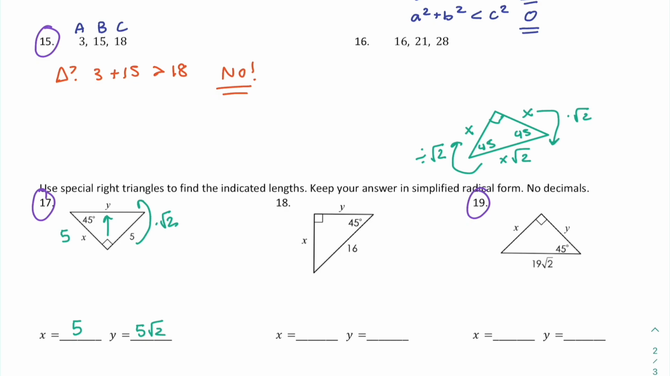For number 19, I need to find the leg lengths. My hypotenuse is 19 square root of 2. So I can divide by the square root of 2. And again, I can do that in my calculator. 19 square root of 2 divided by square root of 2 to get just 19 as one side. And again, it matches on the other side. So they would both be 19.